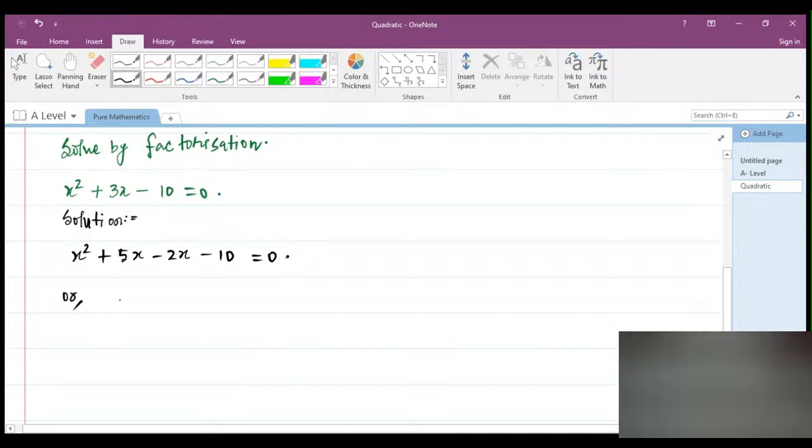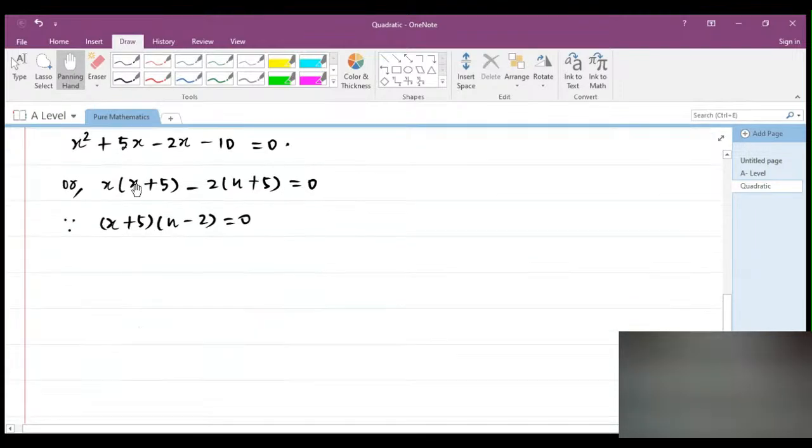For the next step, we take x common, so here we get x plus 5, and we take minus 2 common, then we get x plus 5 equal to 0. Now we take x plus 5 common, then we get x plus 5 into x minus 2 equal to 0.